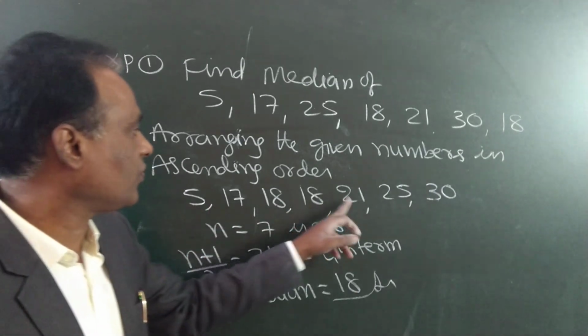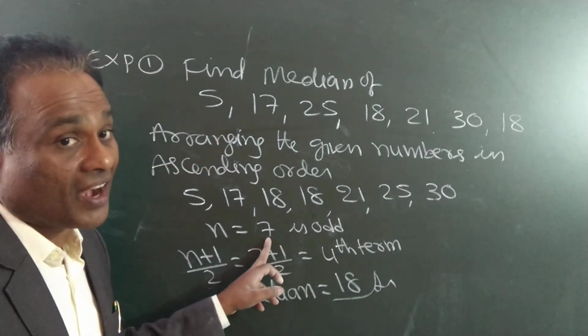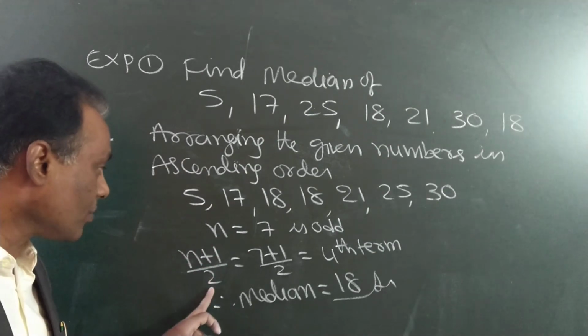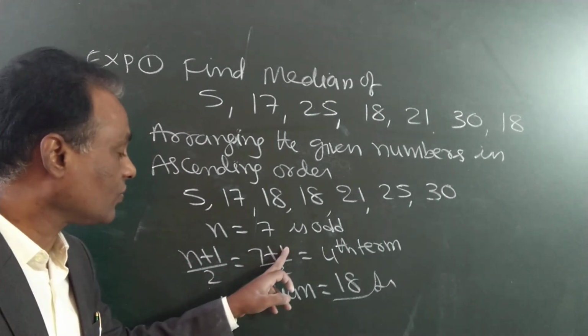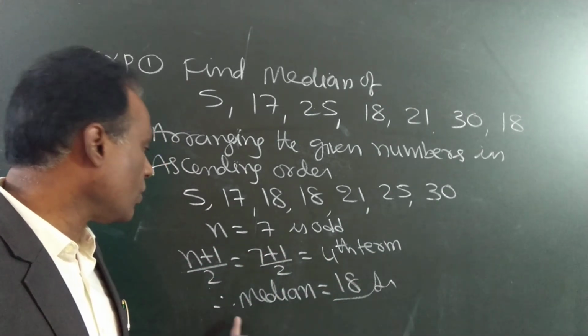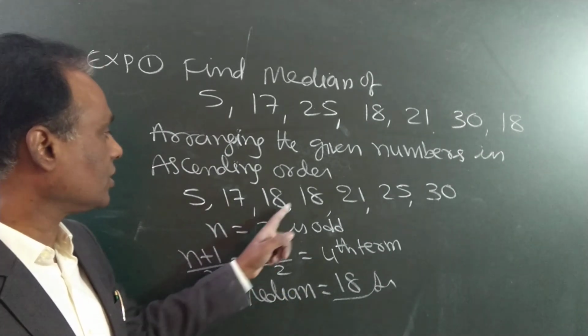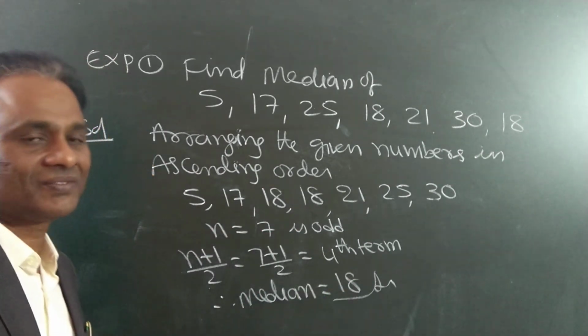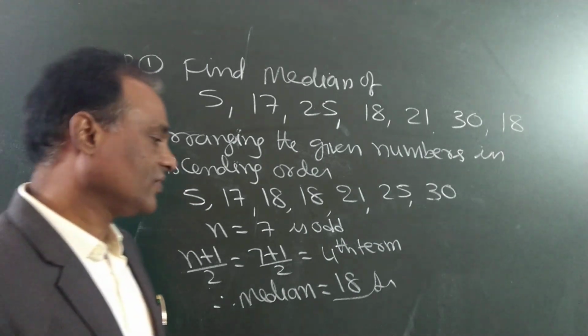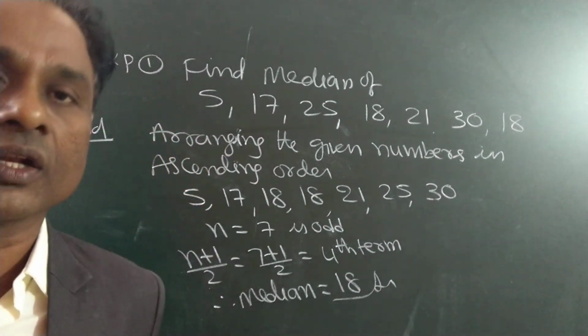So this explanation is only for odd numbers. 1, 2, 3, 4, 5, 6, 7 numbers. 7 is an odd number, no? So the rule is n plus 1 by 2. 7 plus 1 by 2, 7 plus 1, 8, 8 by 2 is the fourth term. Fourth term is the median. First term, second term, third term, fourth term is the median. That's all, students. So let us conclude here.